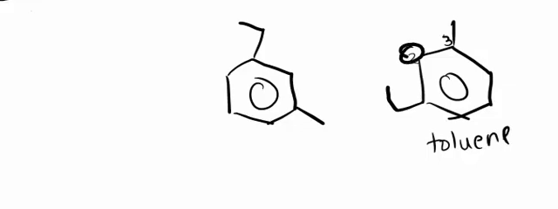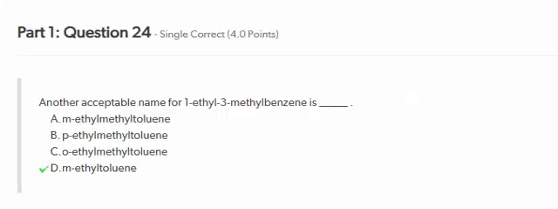So 1-ethyl-3-methylbenzene looks something like this. If we have just a benzene and we put a methyl group on it, we call that toluene. So toluene, if this is 3, and then I put my ethyl group here, if we start by calling this toluene, then we need to use our ortho-meta-para. Remember, ortho is next door, meta is one down, para is completely opposite. So this would be meta-ethyltoluene. That's what we're looking for, number 24.